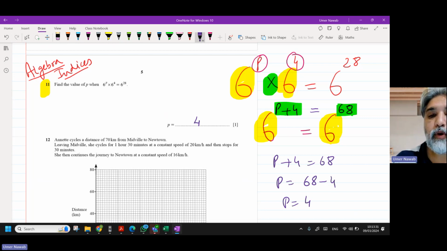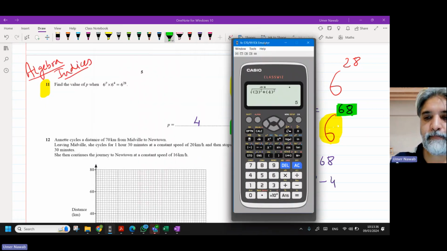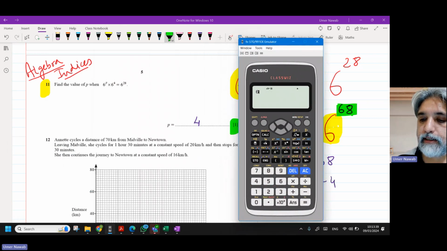Since the examiner has put only 1 mark, can I use my calculator? Let's check. I write 6 raised to the power x, because p is unknown to me. I cannot write p in my calculator. In order to take help from the calculator, the unknown should be replaced by x. Then times 6 raised to the power 4, and then the equal sign, and 6 raised to the power 28.